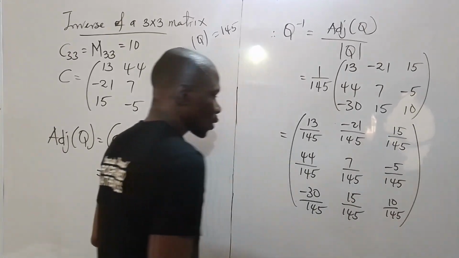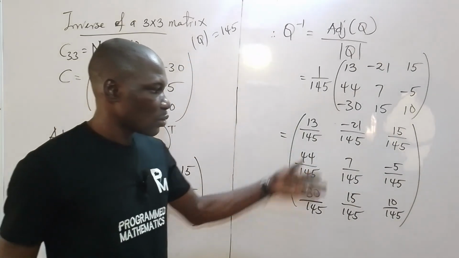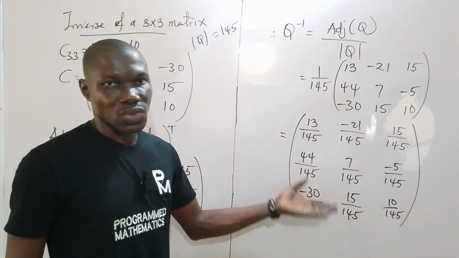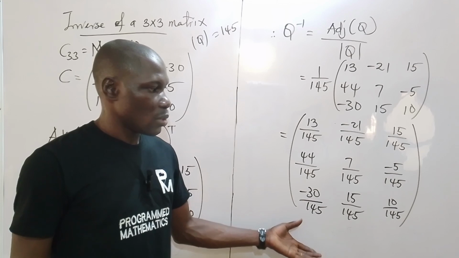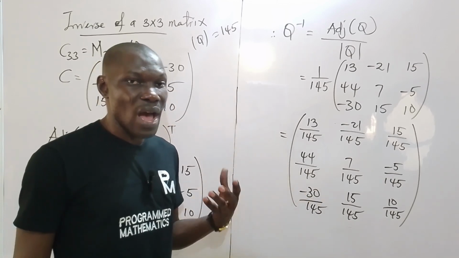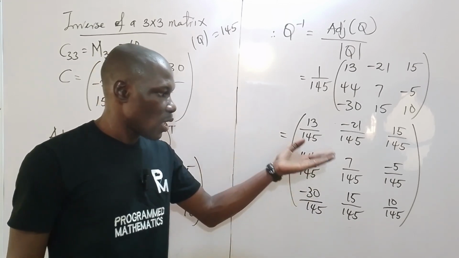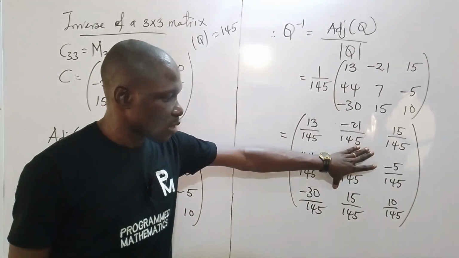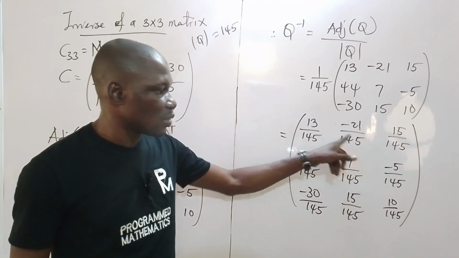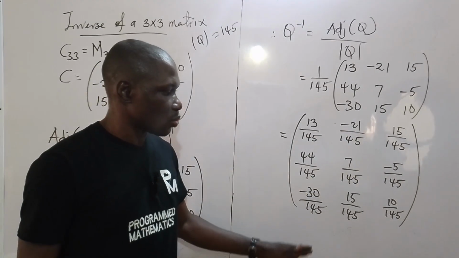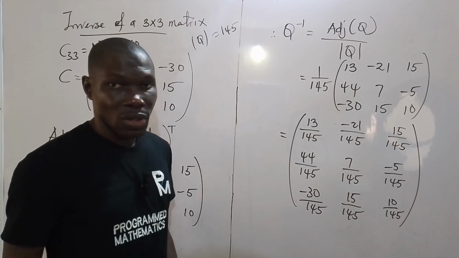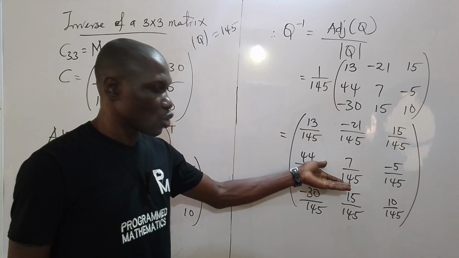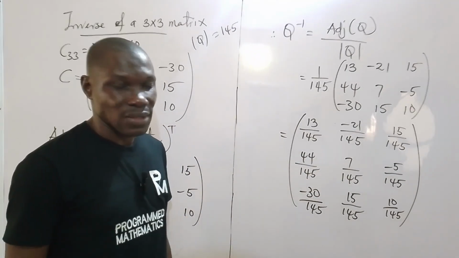Now it's possible to reduce some of these fractions to their lowest terms, but that is not a must. You only need to do that if you have a multiple choice question where the fractions are reduced to the lowest term. If you cannot find your answer among the options, then reduce each of the fractions to the lowest term, and you definitely should have that answer there.